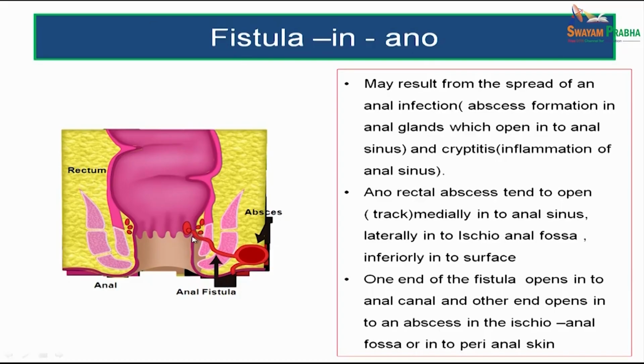So, one end of the fistula opens into the anal canal, the other end opens into the abscess in the ischio-anal fossa, and one end can open into the perianal skin. It is a tract.